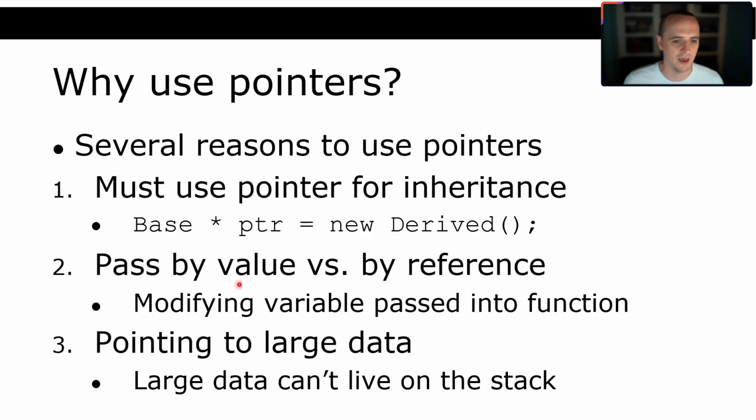We may want to pass by value versus pass by reference. So modifying variables passed into a function, we would have to use pointers or references. Also, pointing to large data. Large data cannot live on the stack. If we want to store 100 megabytes of integers, we have to do that on the heap, and we're going to use pointers to do that.